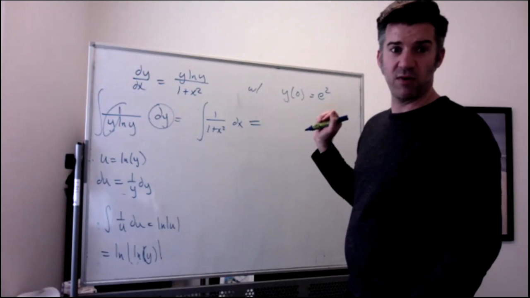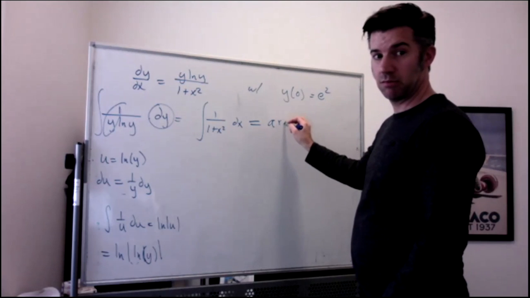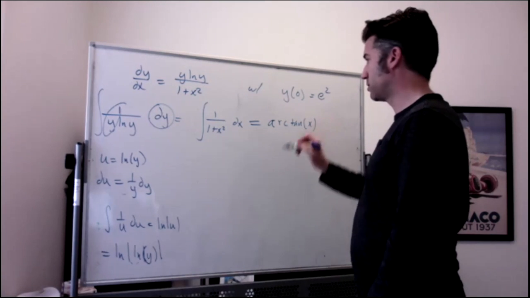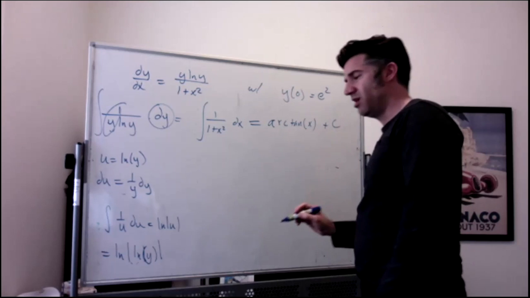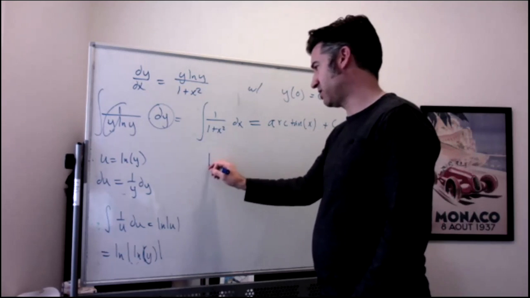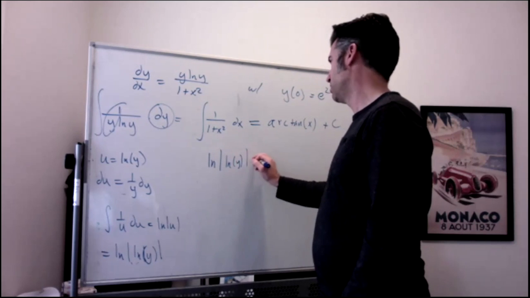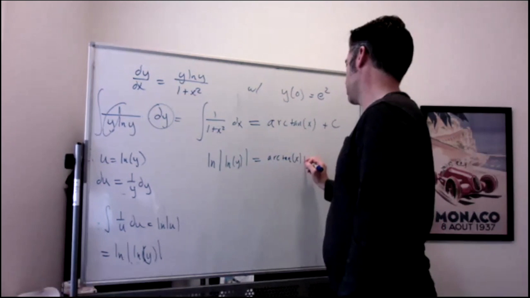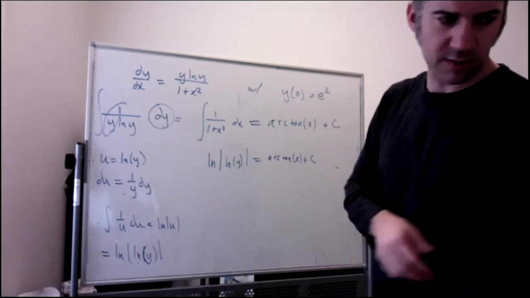Everyone's favorite inverse trig function. Arc tangent of x, plus c. So here's what we've got. We've got natural log of the absolute value of natural log of y equal to the arc tangent of x plus c.